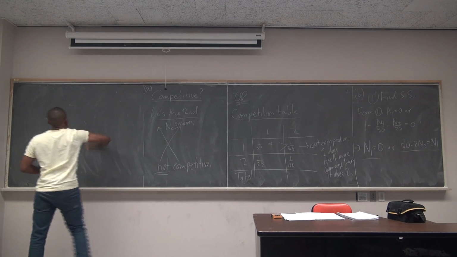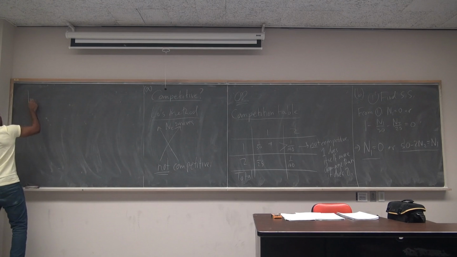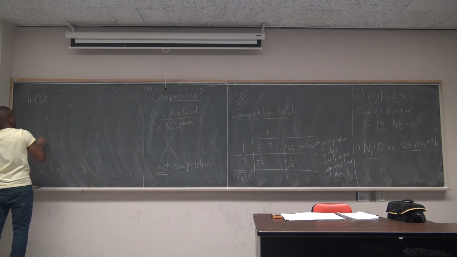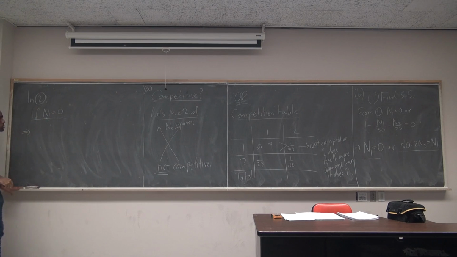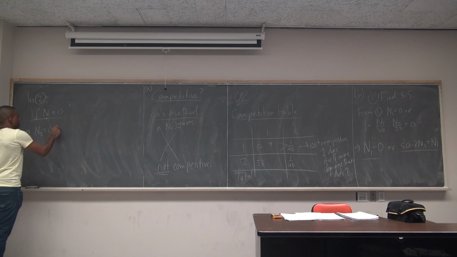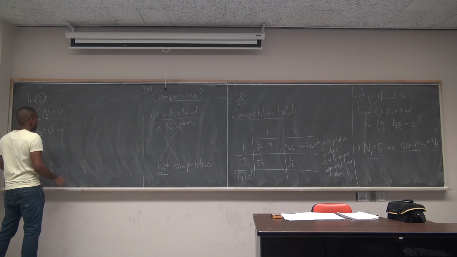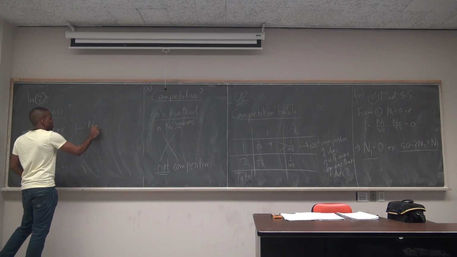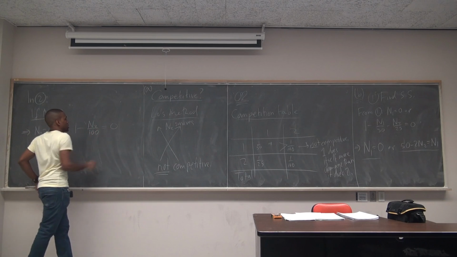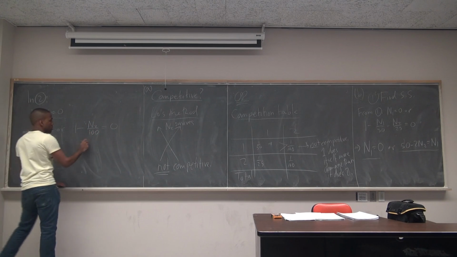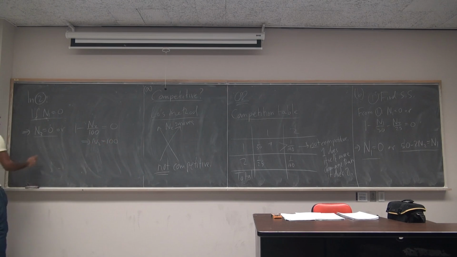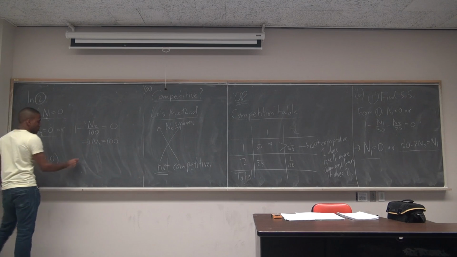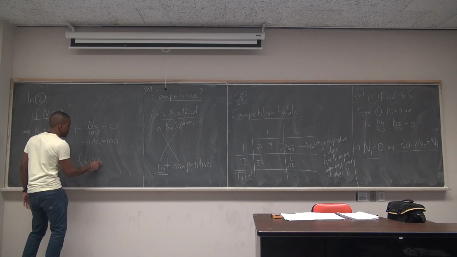Hopefully you copied down by now. If N1 equals 0, we end up with N2 either 0, or 1 minus N2 over 100 equals 0, so N2 is 100. So what are the steady states here? 0, 0, and here we have 0, 100.